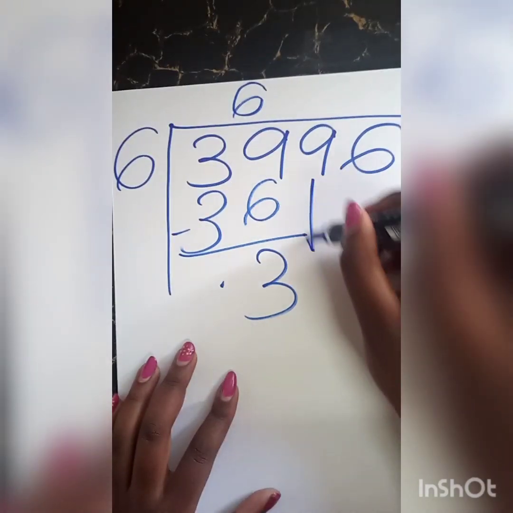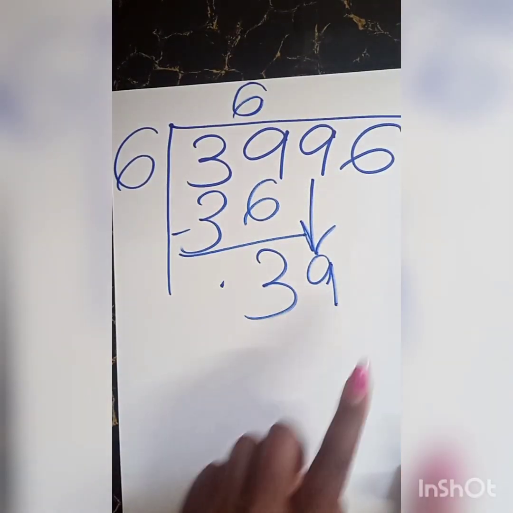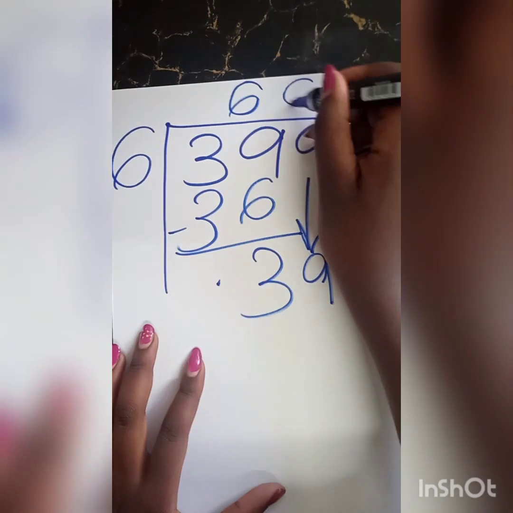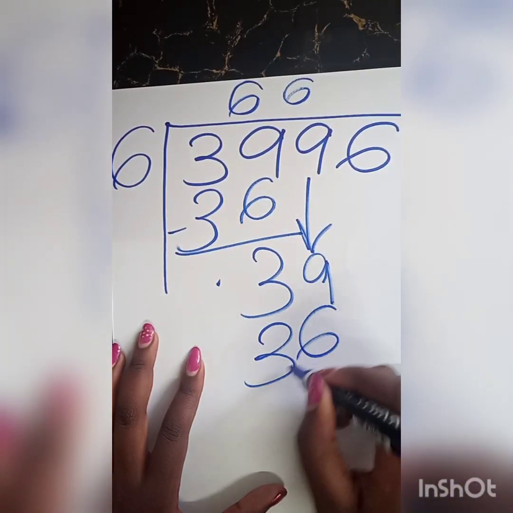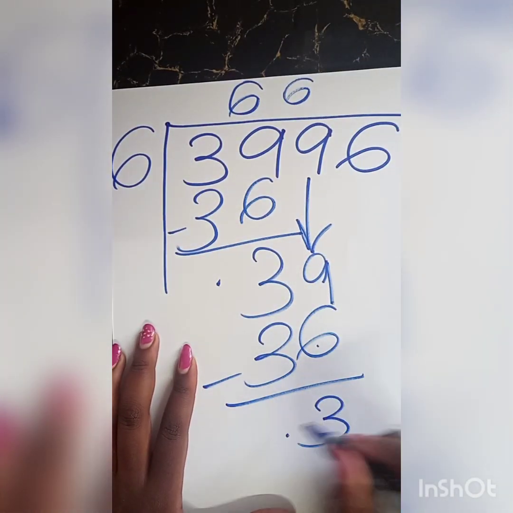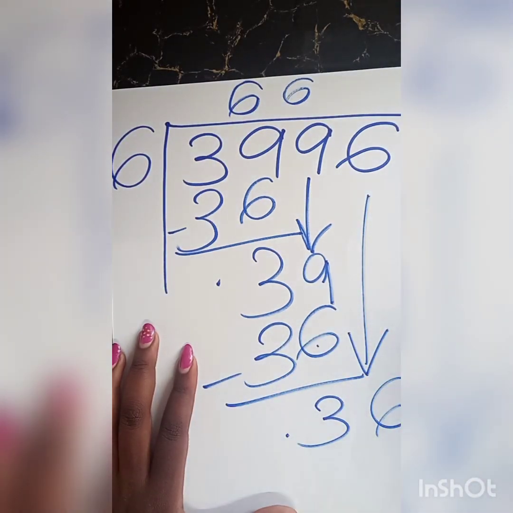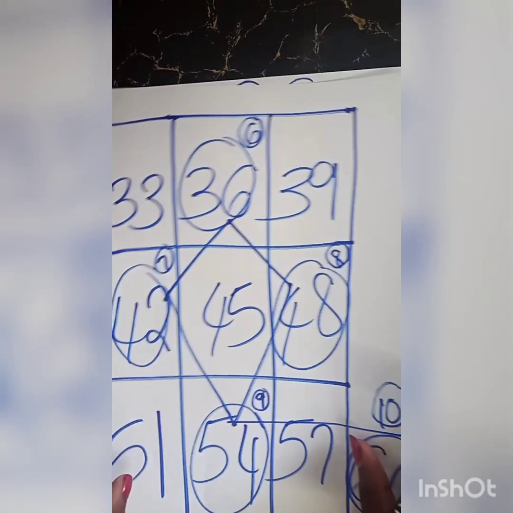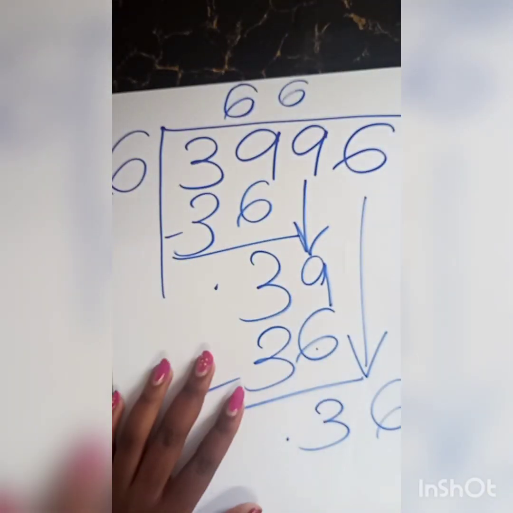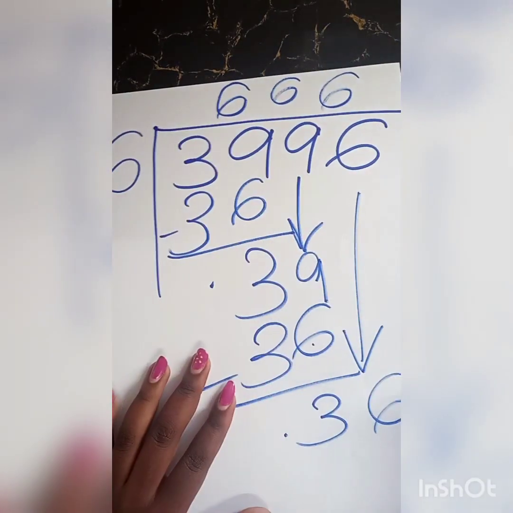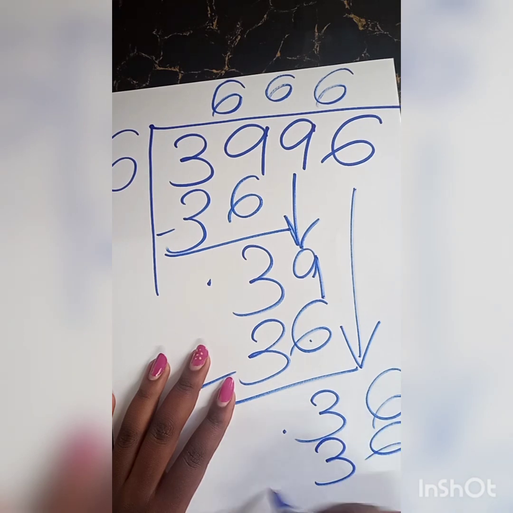When you drop the 9, we have the same number, 39. And we said 6 times 6 is 36. 9 minus 6 is 3. When you drop the 6, we are left with 36. And we said that 6 times 6 is 36. So you'll write a 6 here because 6 times 6 is 36. 36 minus 36 is 0. And that's the answer to that question. So the answer is 666.